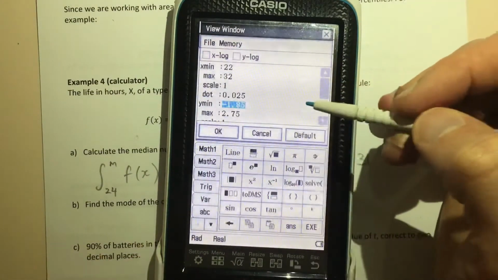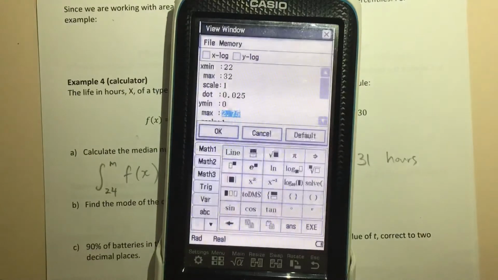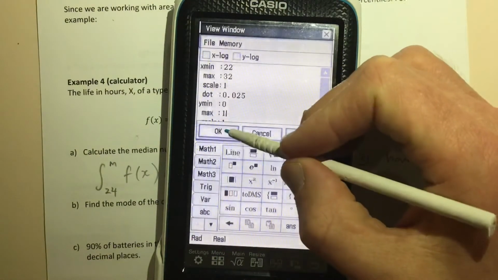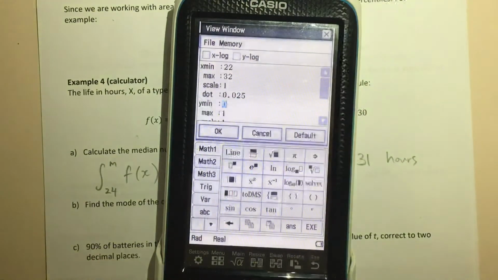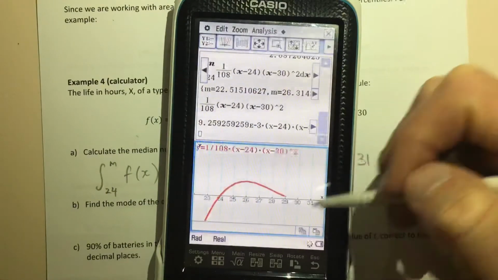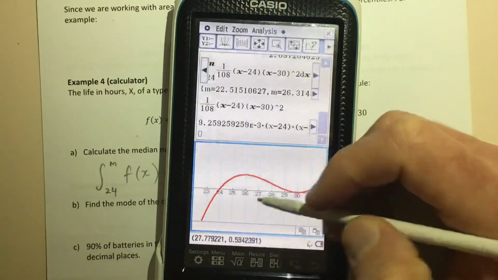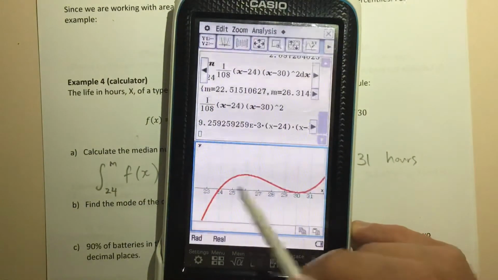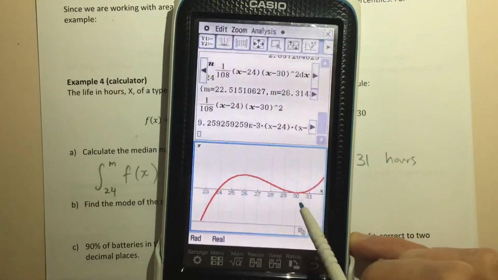The y values are typically really small because remember that the full area under the curve is only 1, right? So you're not going to get huge y values. I'm going to set my y min as, well, actually I'll make it negative 0.5. The maximum is 1. That should give us a nice picture of this. And essentially what we're trying to find is just the maximum value of the function between 24 and 30 in this case.